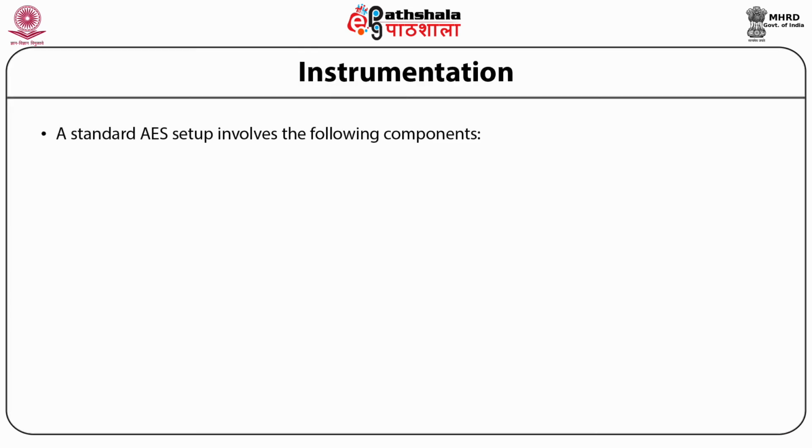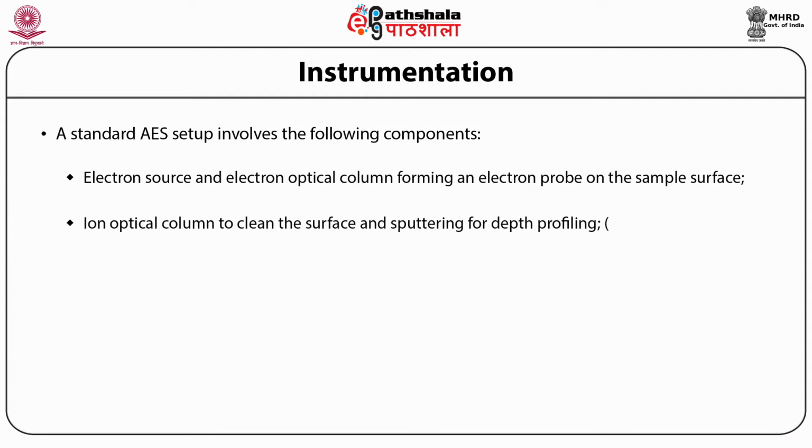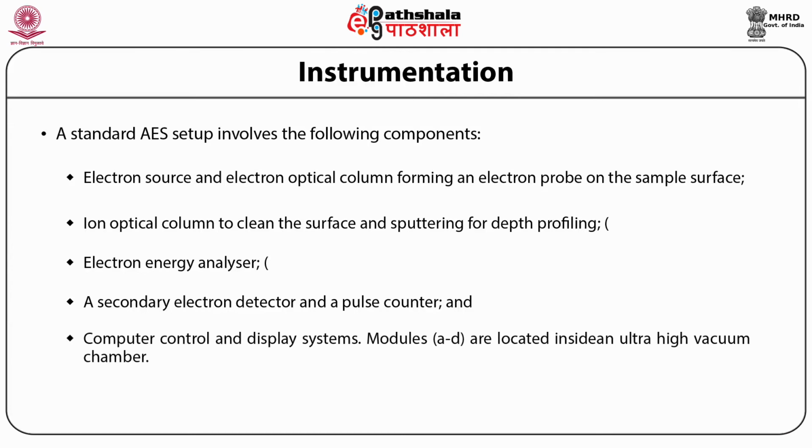A standard AES setup, that is figure 3, involves the following components: A, an electron source and electron optical column forming an electron probe on the sample surface; B, an ion optical column to clean the surface and sputter for depth profiling; C, an electron energy analyzer; D, a secondary electron detector and a pulse counter; E, computer controlled and display systems. Modules A to D are located inside an ultra high vacuum chamber.